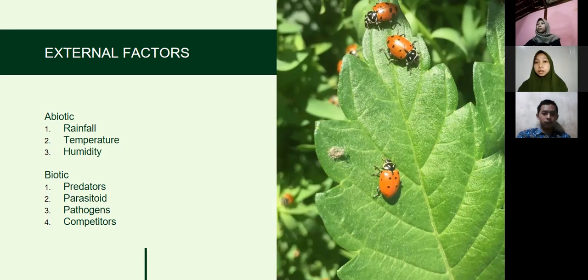Then the biotic external factor. First is predator. Predator is an animal that kills and eats other animals. Two is parasitoid. Parasitoids are animals or insects whose life depends on other animals or insects. Three, pathogens. A pathogen is an organism that causes disease. Four is competitors.